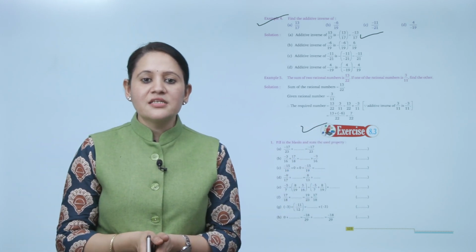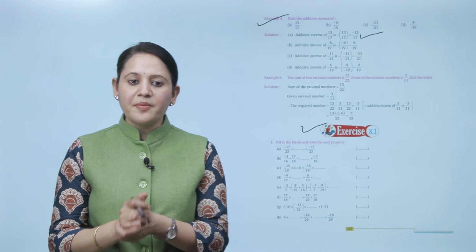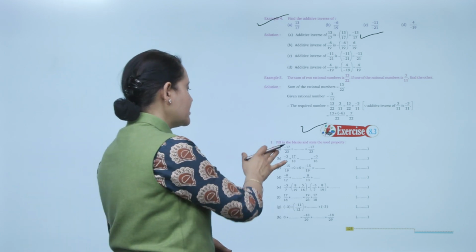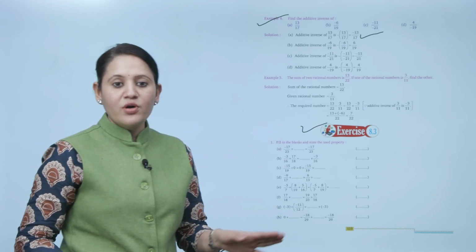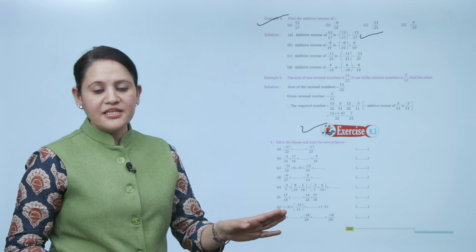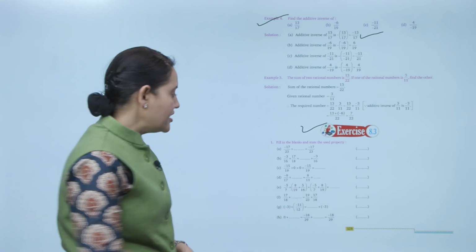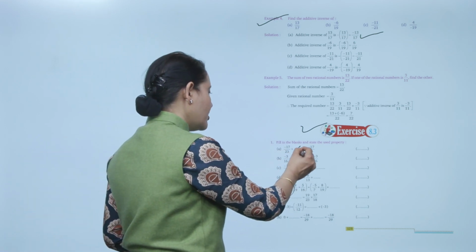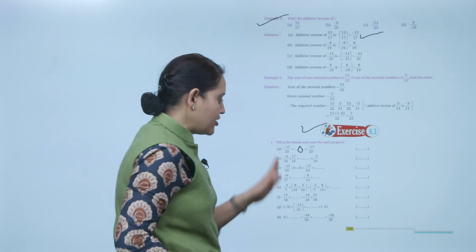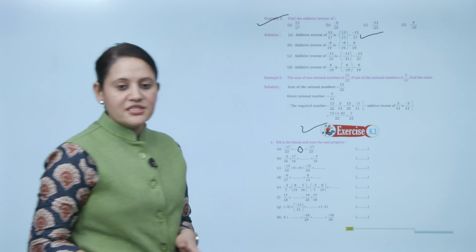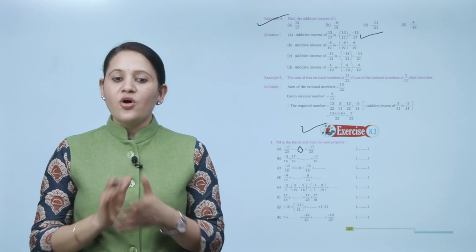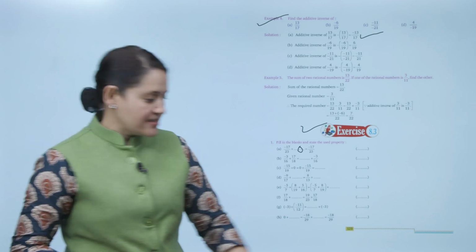Fill in the blanks and state the property used. -17/23. What do we add to this number so that we get the sum as -17/23? So we'll add 0. We use the property of 0. 0 is the additive identity for rational numbers. Clear? So practice all the questions of this exercise.